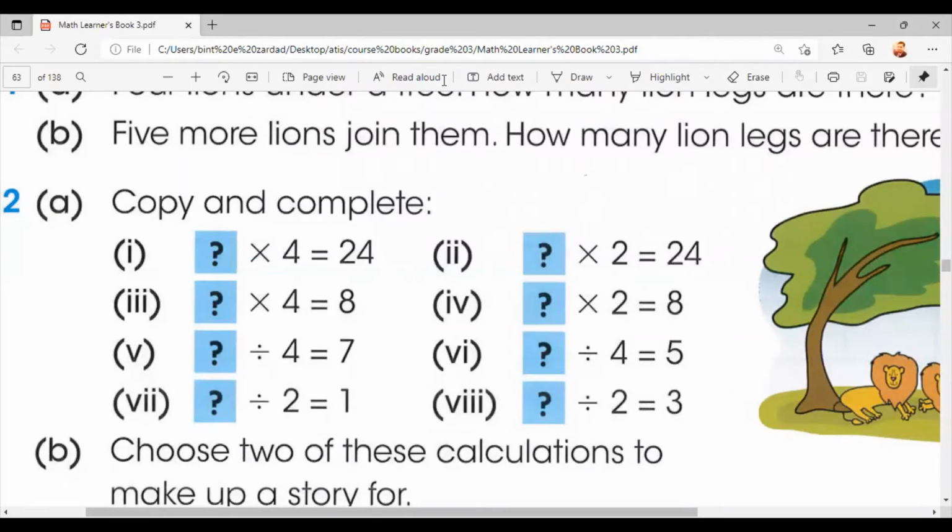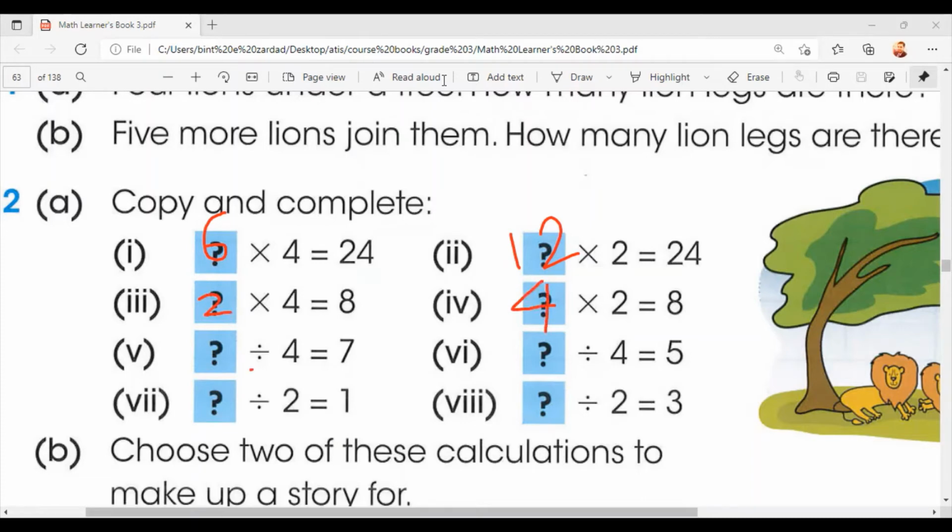Table of 4. 4 multiplied by what? 24. 4 6 times 24. 2 multiplied by what? 24. 2 multiplied 12. 24. 4 multiplied by 2 equals 8. 2 multiplied by 4 equals 8.